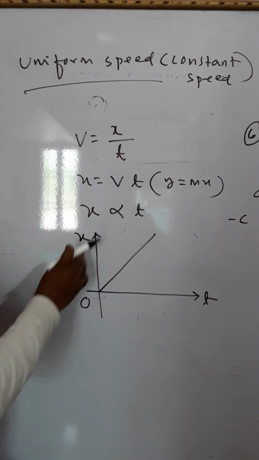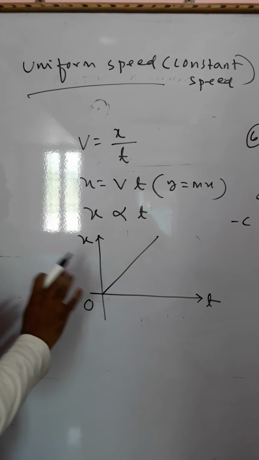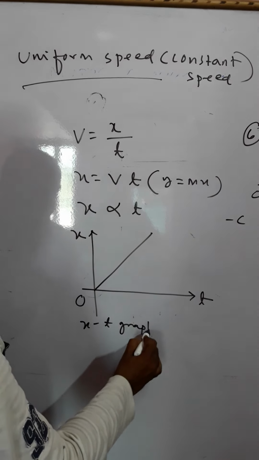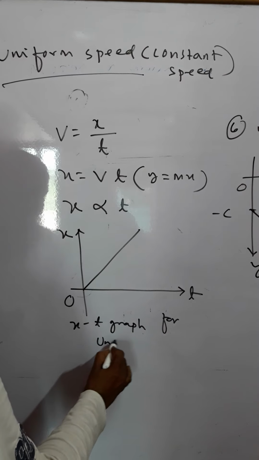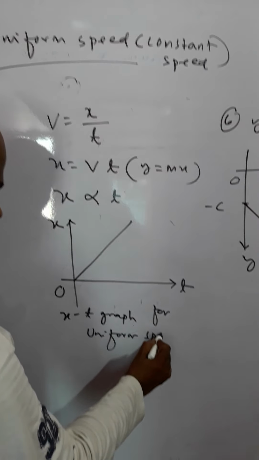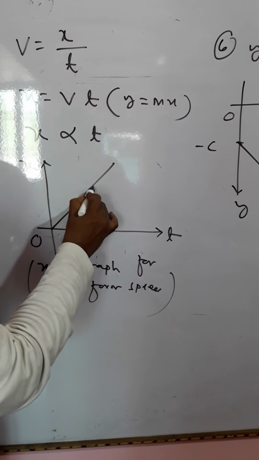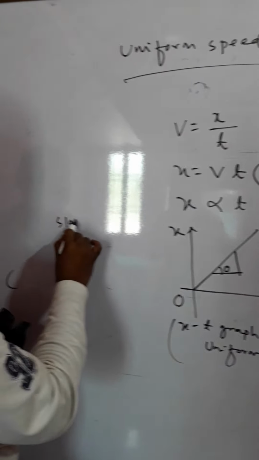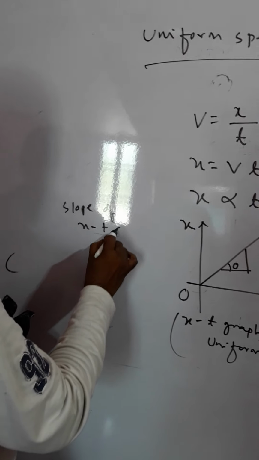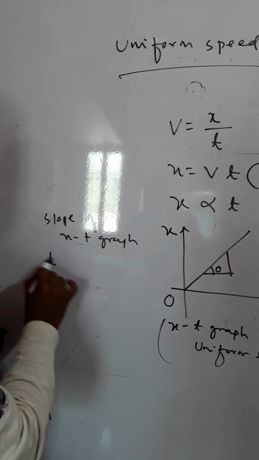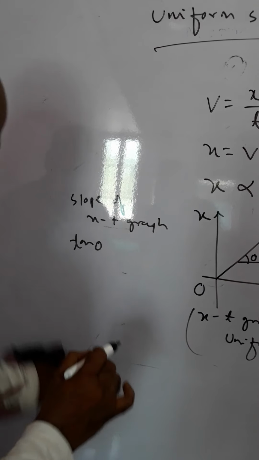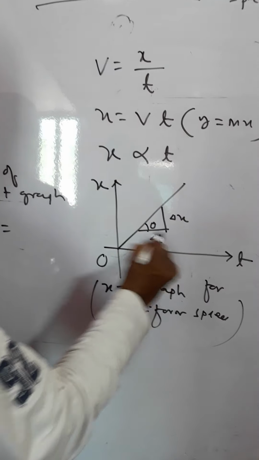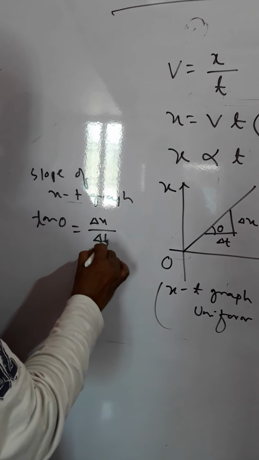This is the position versus time, xt graph, for uniform speed. If you draw the slope, the slope of the xt graph equal to tan theta equal to delta x by delta t, del x by del t, equal to speed.